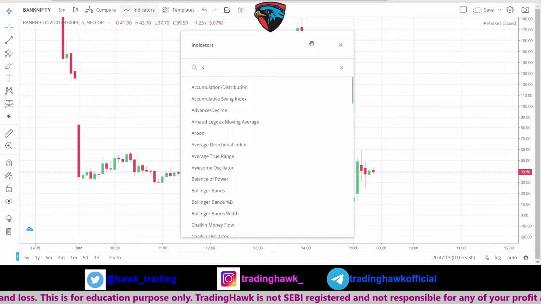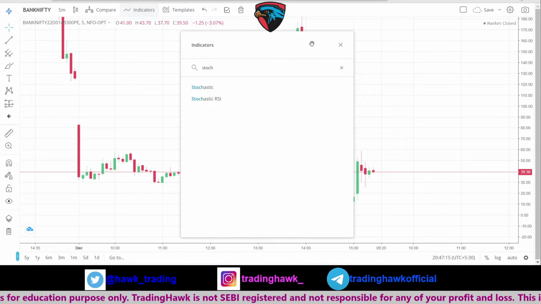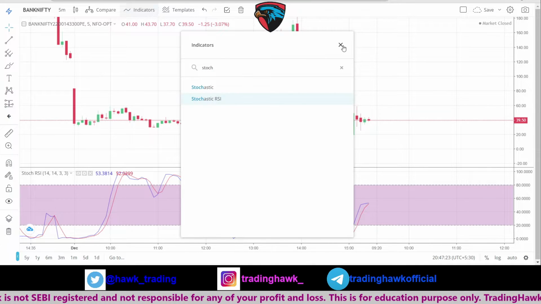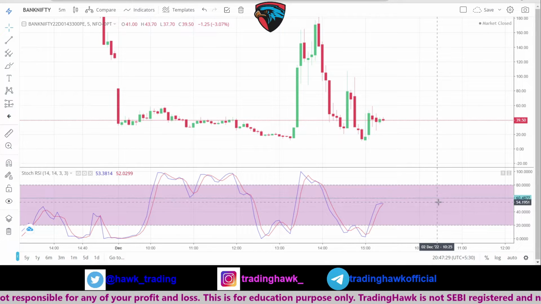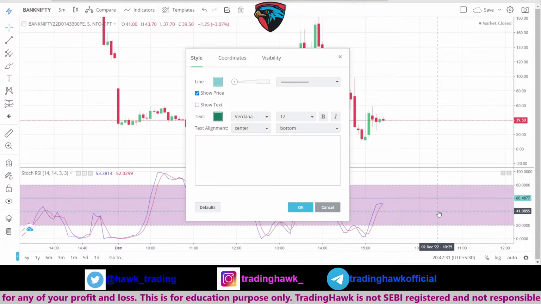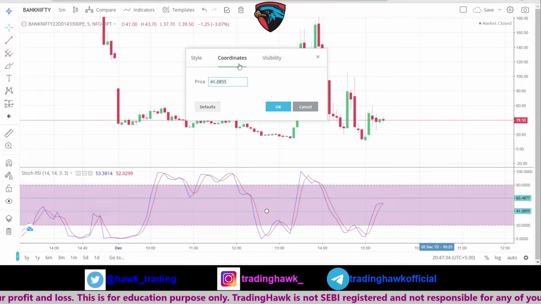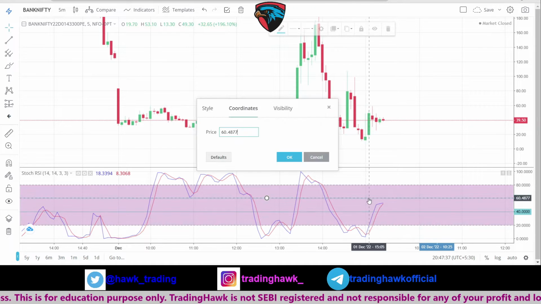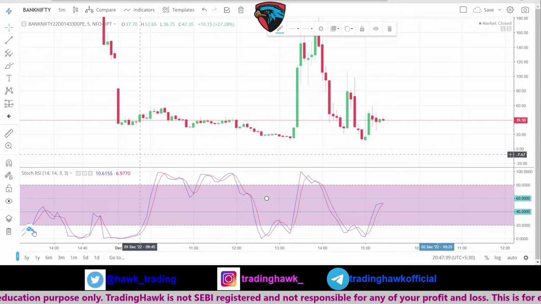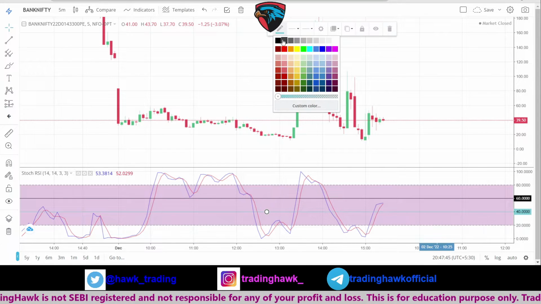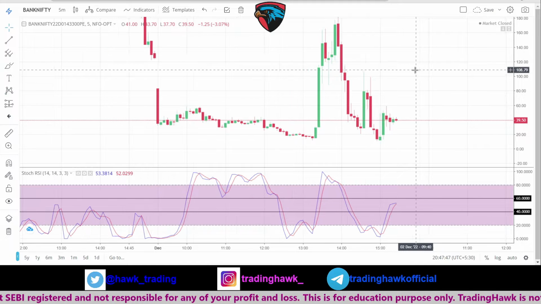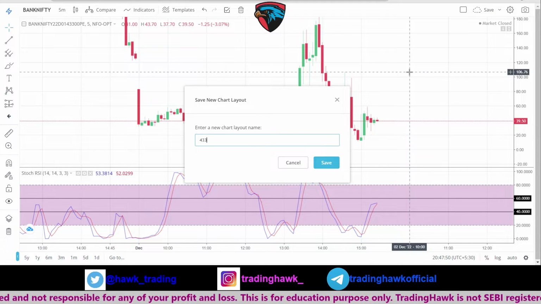First, apply the stochastic RSI. If you write stoch, it will give you stochastic, but we need stochastic RSI. We will apply it as it is, no need to change anything. We will mark the 40 and 60 horizontal lines, and let me make them a bit darker so they are easily visible. So this is the first indicator that we have to apply. Let me save this chart.